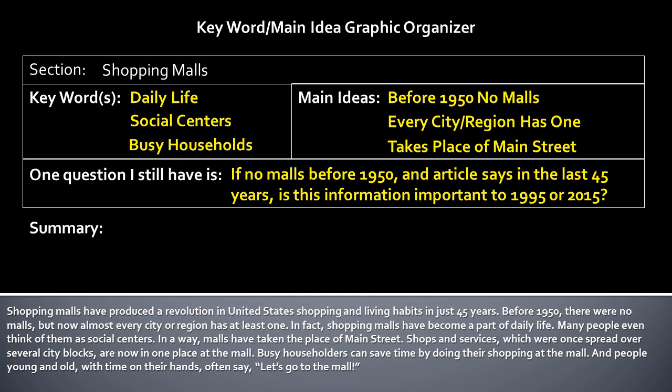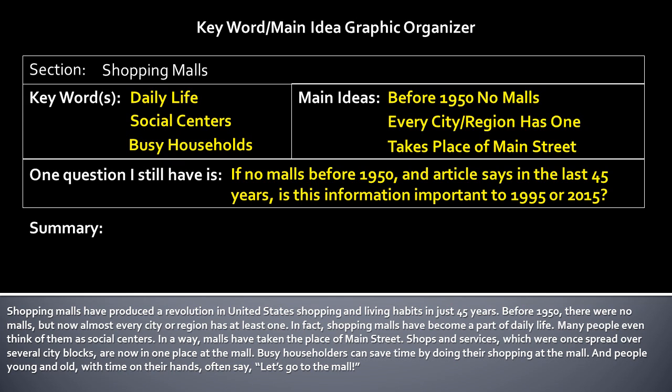Well, looking at the paragraph, it really doesn't matter, but it does matter that we question what we read. And good readers will ask questions about what they have read. So, what have we read? Can we put it in a sentence? Can we say daily life, social centers, busy households?